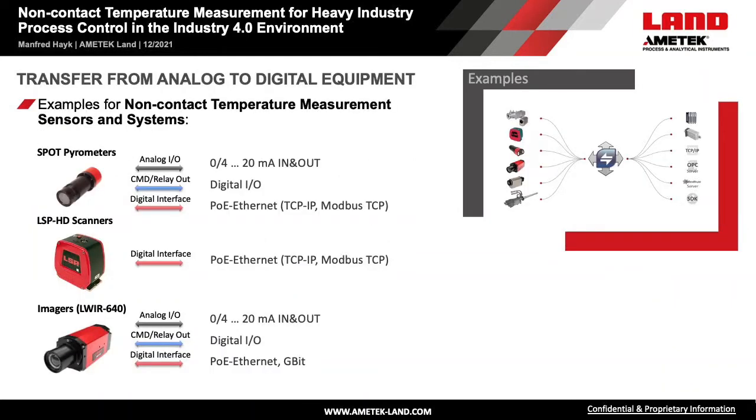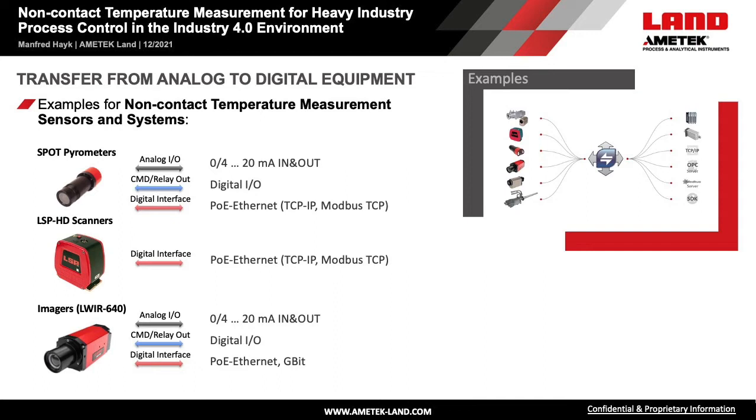These are some examples of actual non-contact temperature measurement sensors and systems. Starting with the spot parameter, providing analog IOs, 0 or 4 to 20 milliamperes, CMD relay outs, digital IOs, and providing digital interfacing via Power over Ethernet connection, TCP/IP, Modbus TCP.